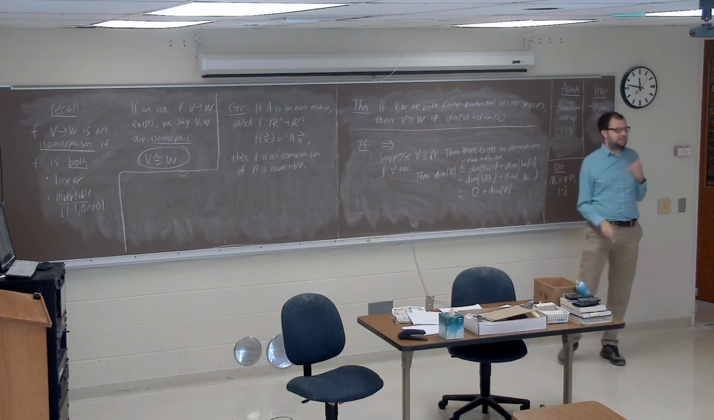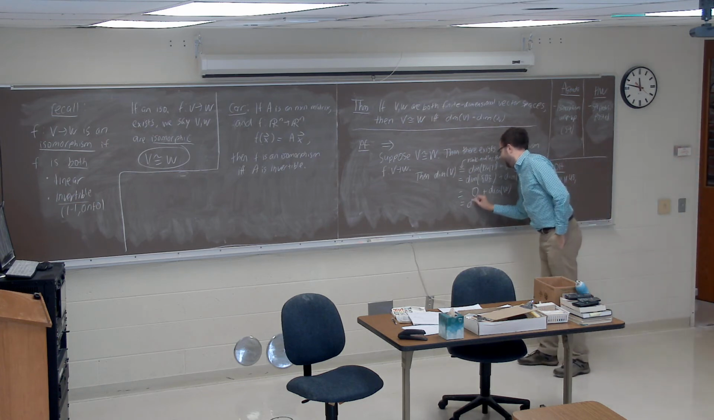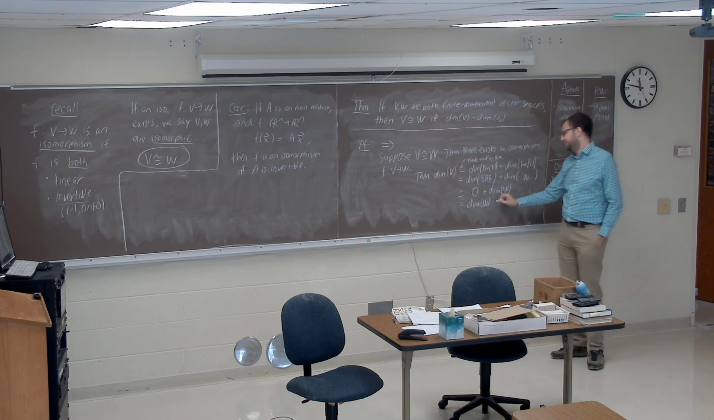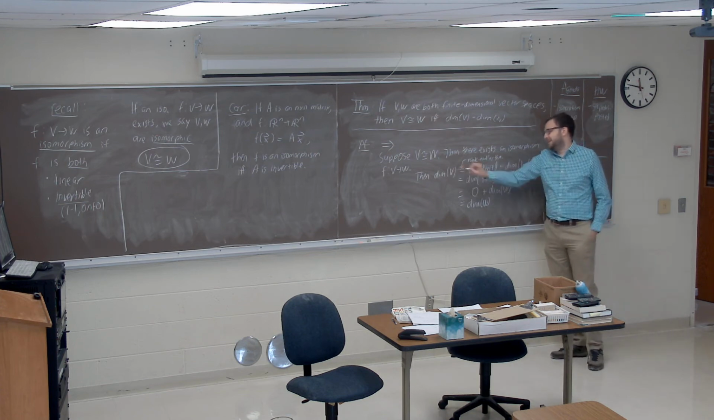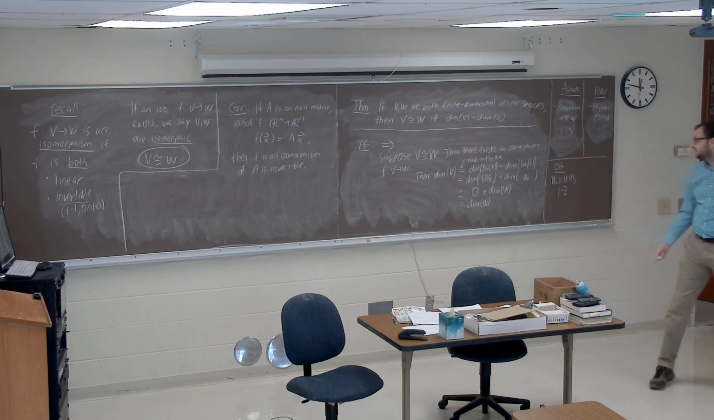All right, Zach, answer me this one then. What do we get if we add 0 plus the dimension of W? The dimension of W. Yeah, it's just going to give us the dimension of W. So that tells us the dimension of V has to be equal to the dimension of W.